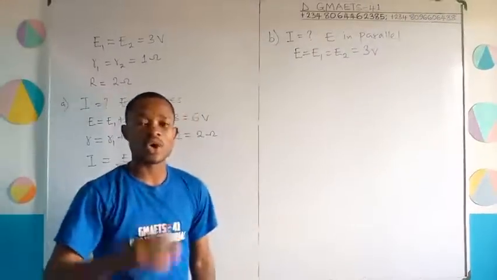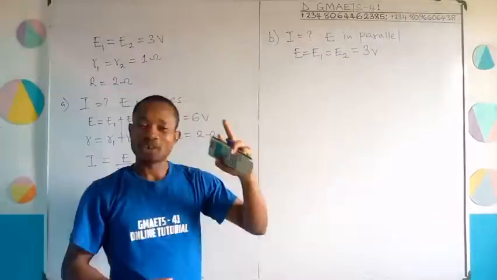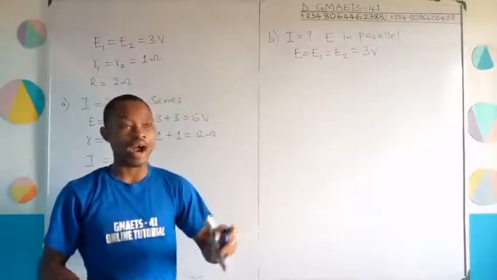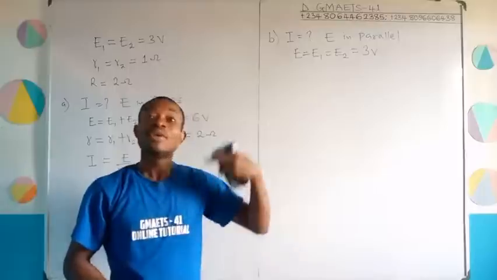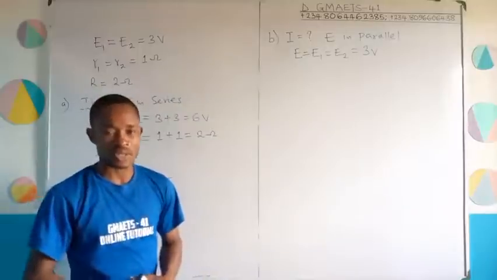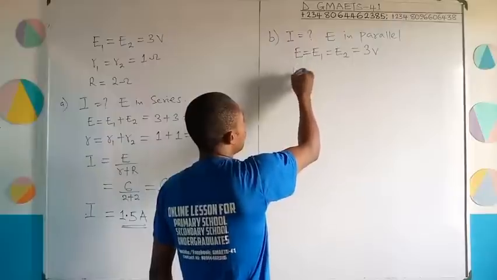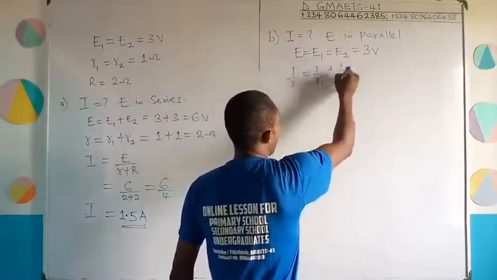When resistors are connected in parallel, the effective resistance is obtained using 1 over R, where the R is your internal resistance, small r, equal to 1 over R1 plus 1 over R2. It continues plus 1 over R3 depending on the number of cells that you have. So in this case, this is going to give us that 1 over R will be equal to 1 over R1 plus 1 over R2.